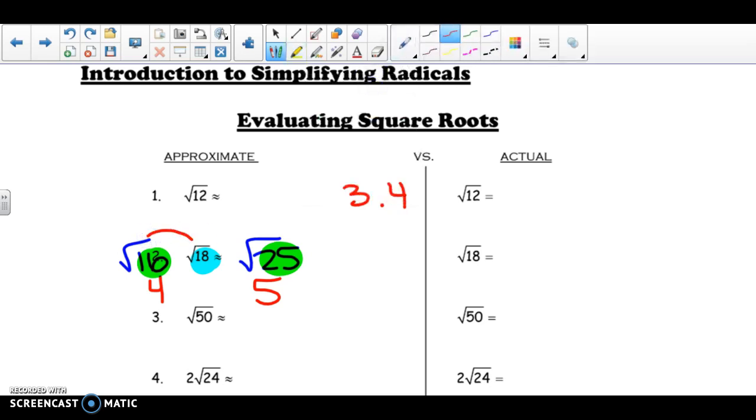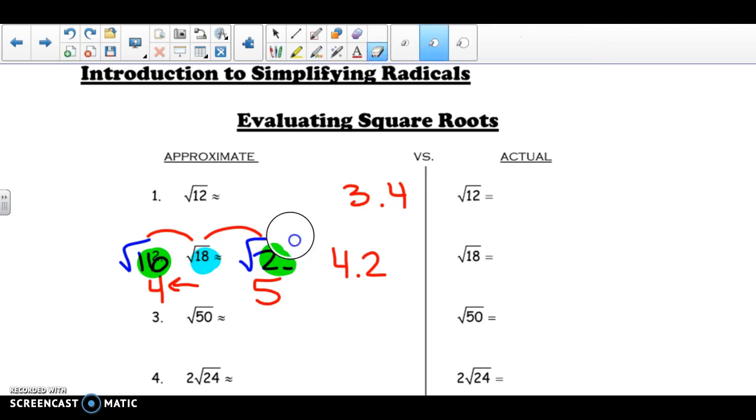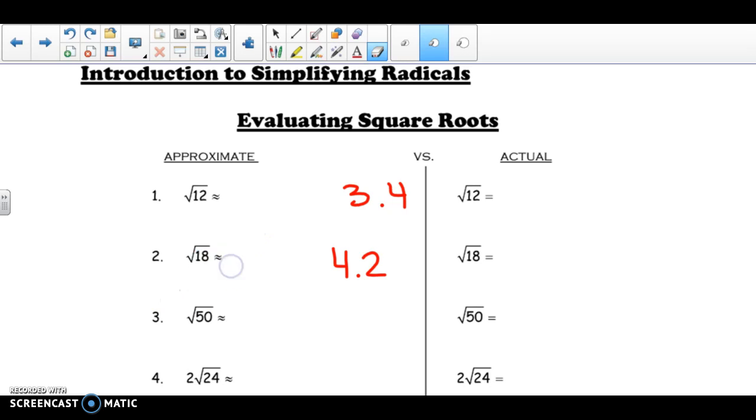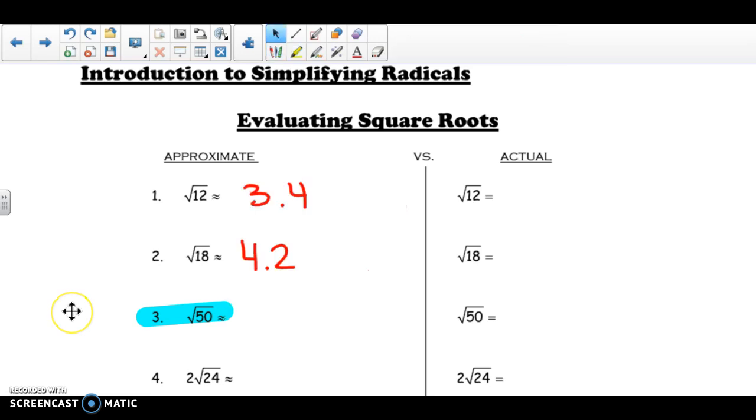18 seems a little closer to 16 than 25, so I'm going to guess something closer to 4 than to 5. Let's say 4.2. And maybe you thought of something different that was near 4.2, and that's a perfectly good guess. What I want you to do right now is take a guess on what the answer to number 3 might be. And then if you haven't already done so, get out your calculator. So pause this now and do those two things. Answer 3 and get out your calculator.